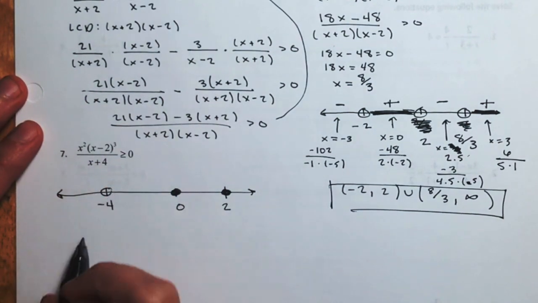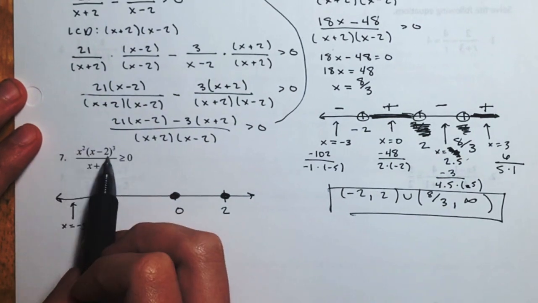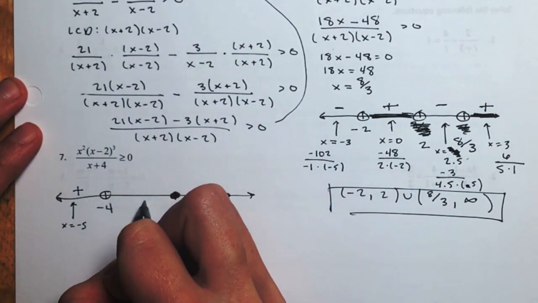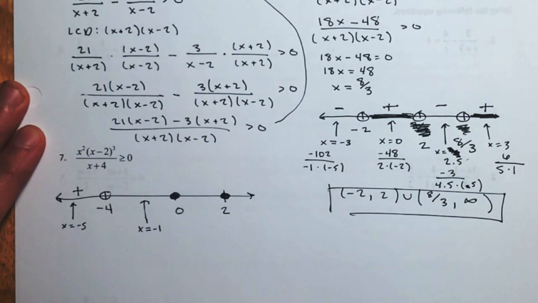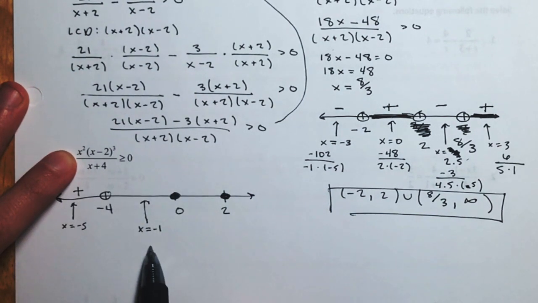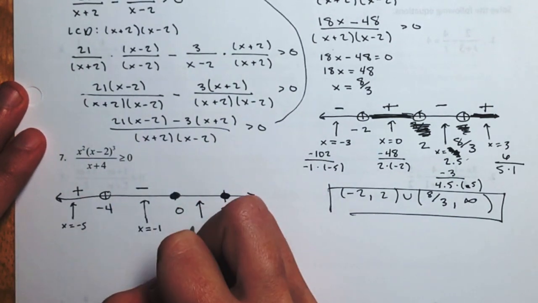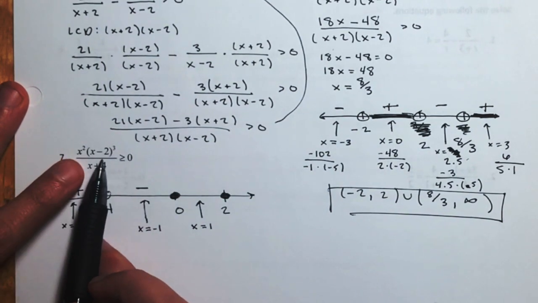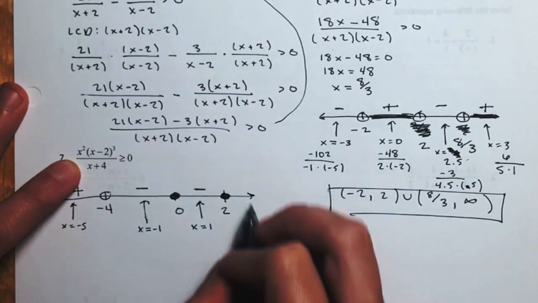All right, if I test -5, I get positive, negative, negative. So I end up with a positive. If I test maybe -1 here, I get positive, negative, positive. So just one negative means we've got a negative, right? Odd number of negatives means a negative. Let's do x equals +1. I've got positive, negative, positive. So this is negative again because it's just one negative.